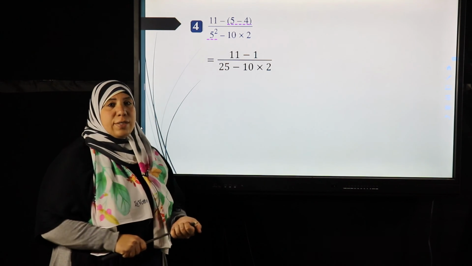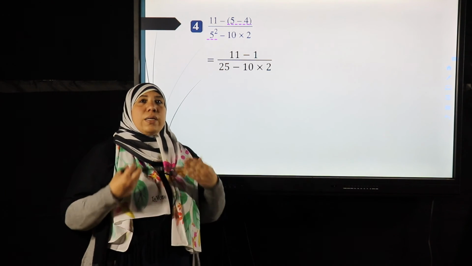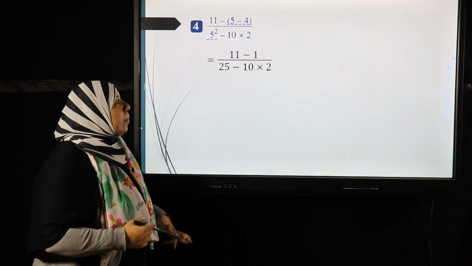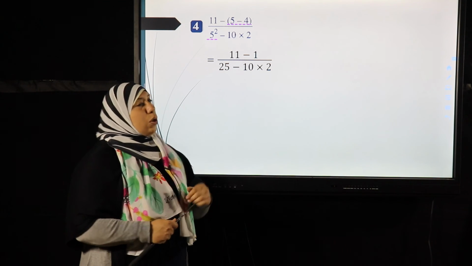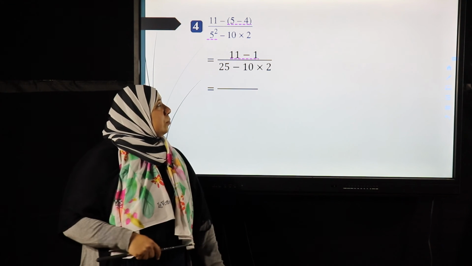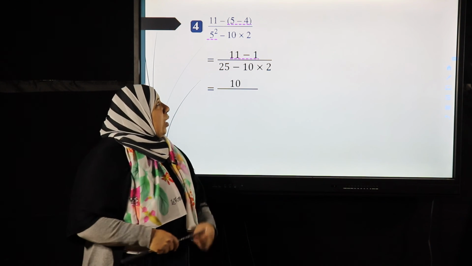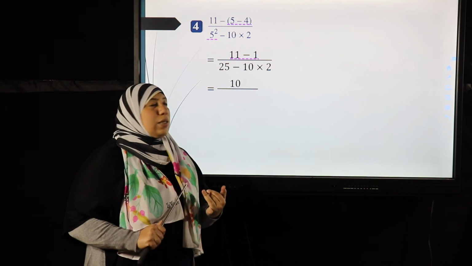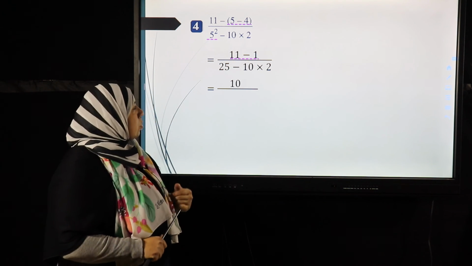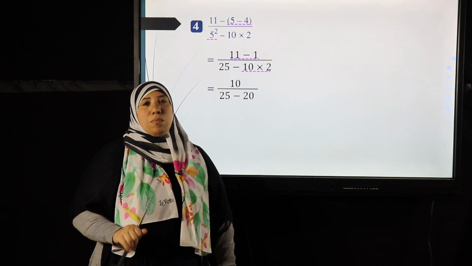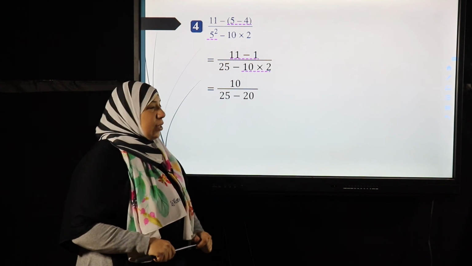Okay, this is the first step. So the first step in the numerator and the denominator together, we will do in the same step. Up here we have 11 minus 1. It's only one operation. It will be 10. Down we have minus and times. What comes first is the times. So we leave 25 minus and make 10 times 2 equals 20.